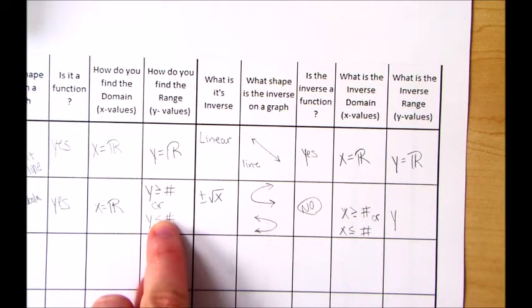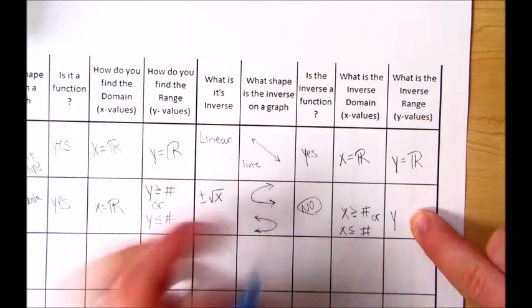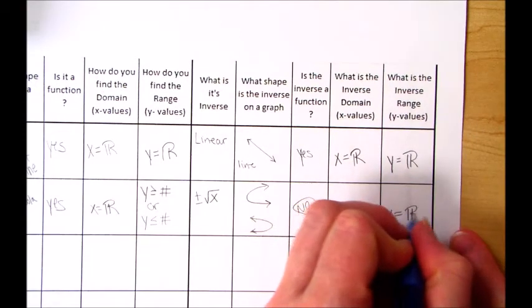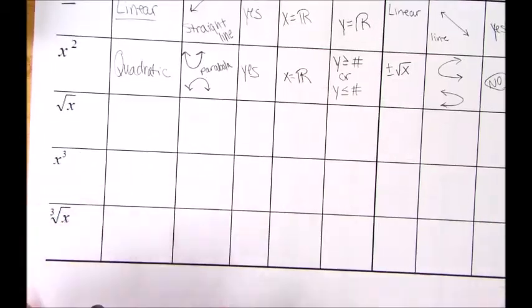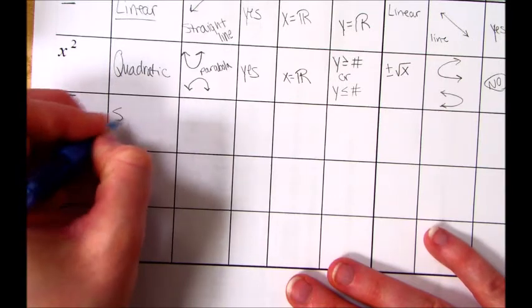So see how I got this property. And the y's are going to be all real numbers, because the inverse goes up and down forever. Okay, square root of x. This is a square root function.